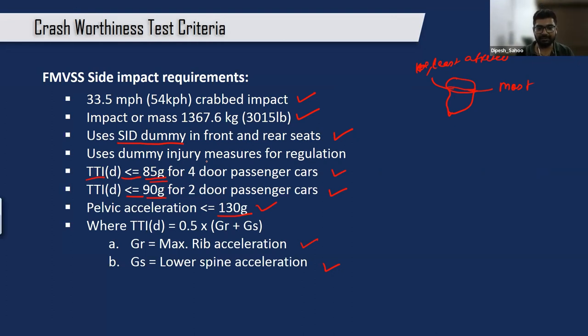If we convert them to force, we just multiply by the mass. If I write 90 G in force, I just have to multiply the mass. Mass multiplied by 90 multiplied by G will be the total force in newtons. Pelvic acceleration 130 G's. Then TTDI, where TTDI is 0.5 multiplied by the GR, max rib acceleration, and the max lower spine acceleration in side impact.